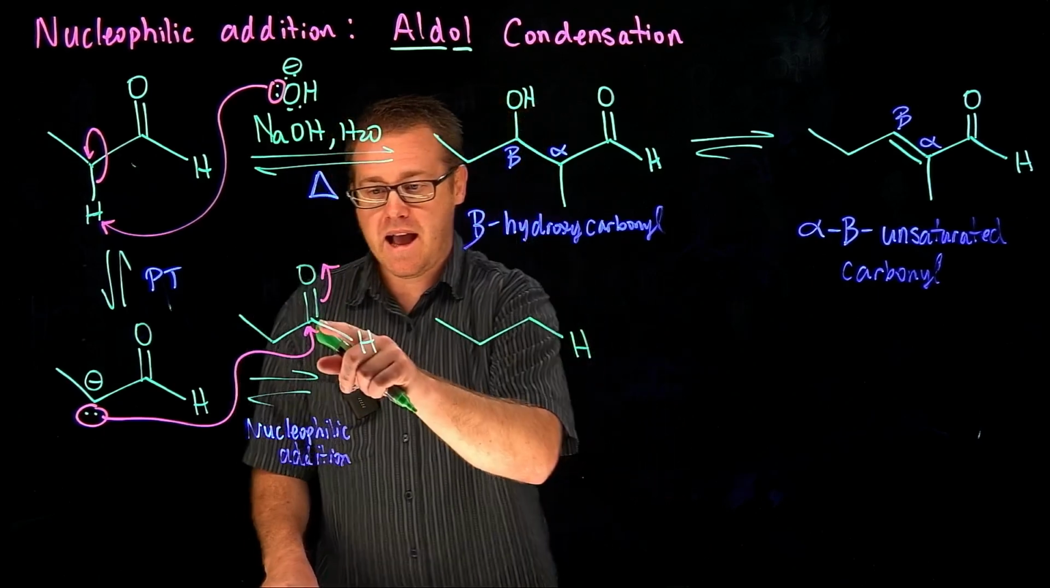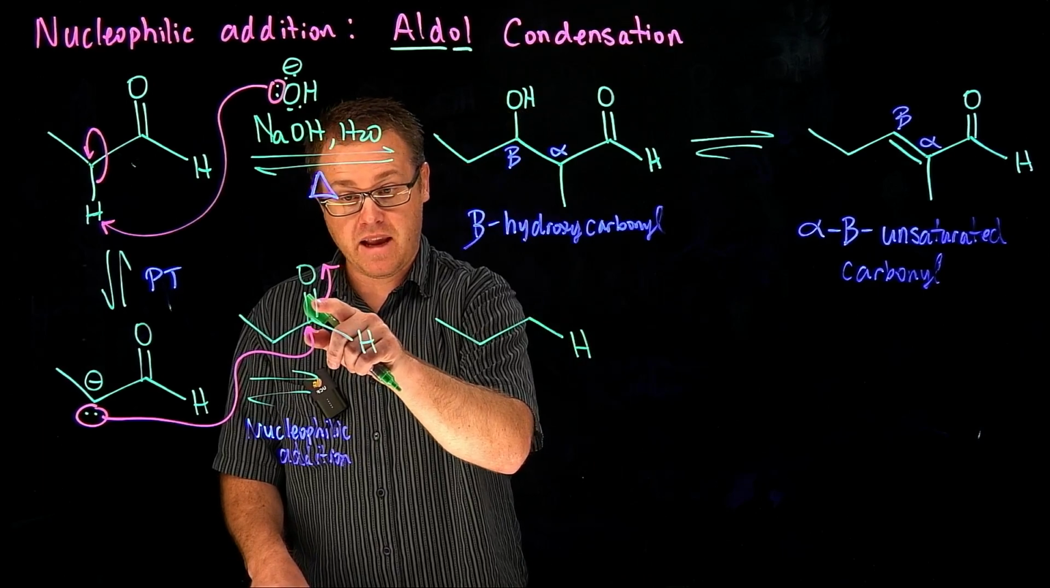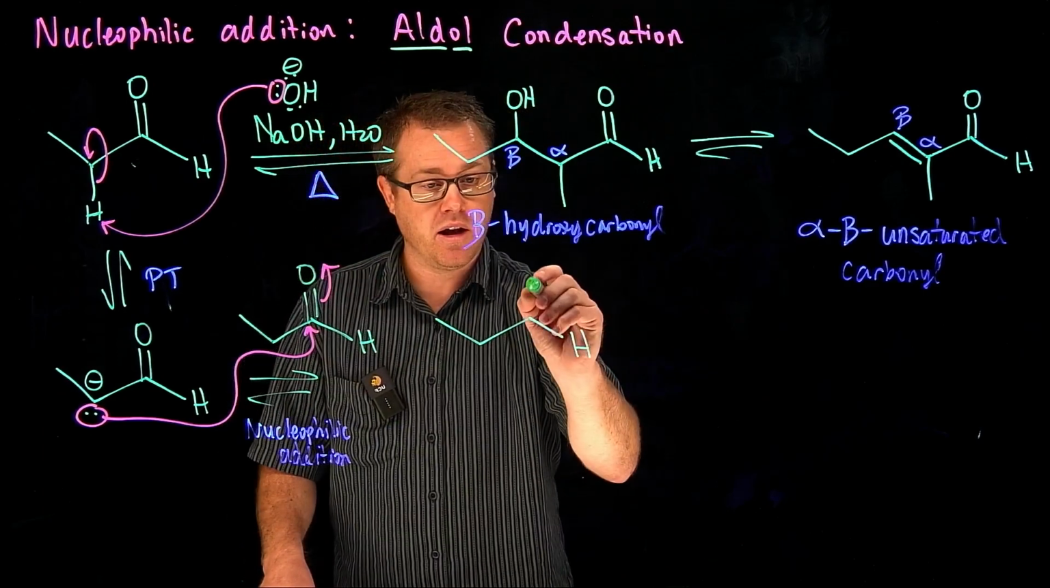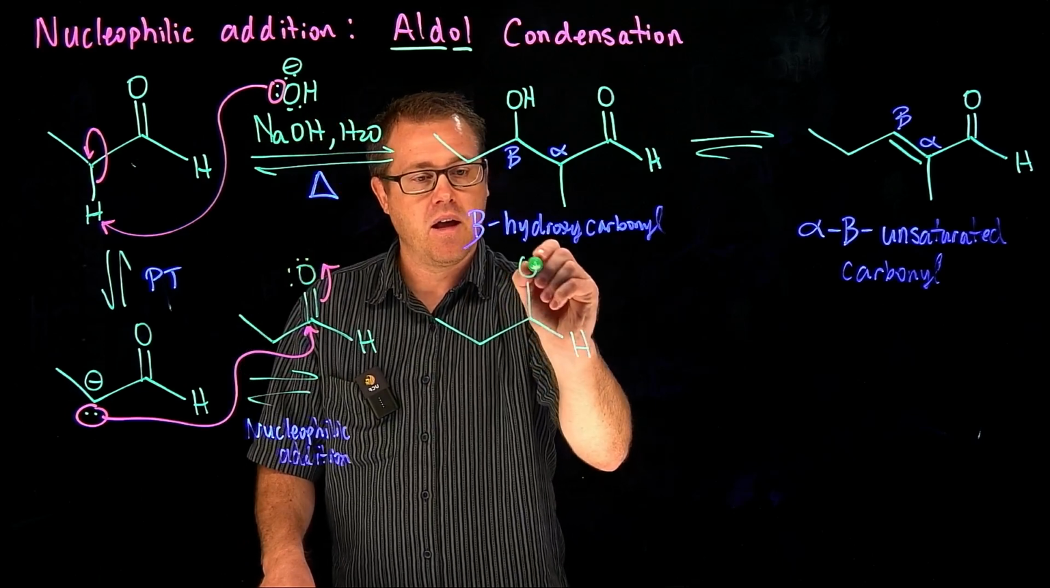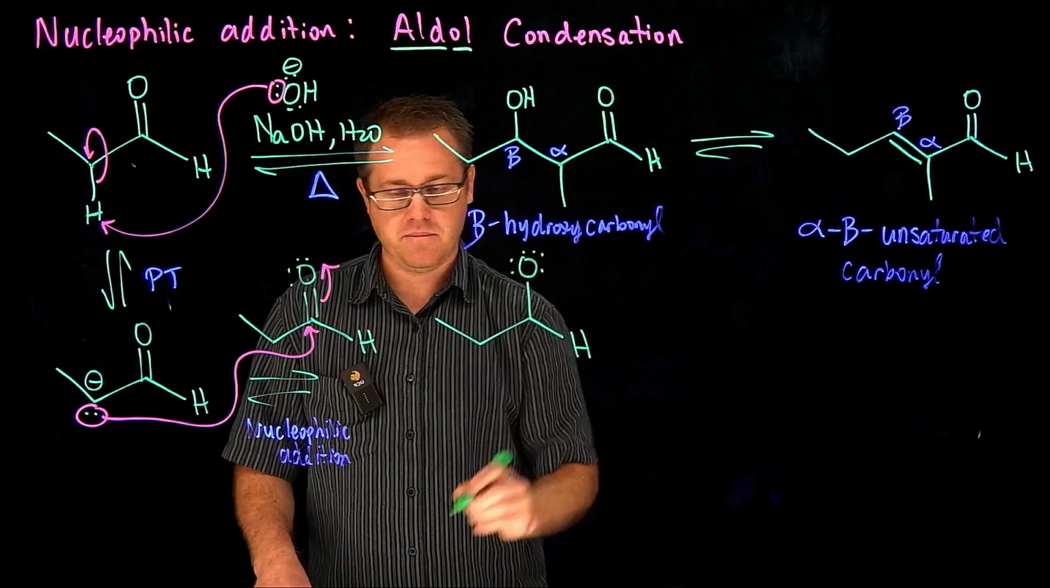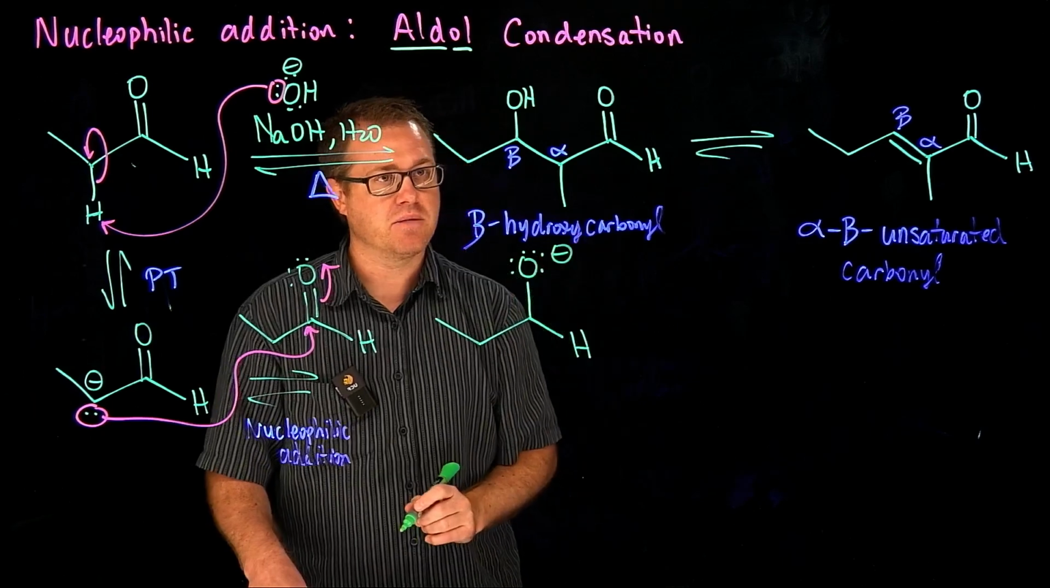And what has happened here? I have taken pi electrons and moved them onto the oxygen. So there's already 2 lone pairs, okay? But now there's going to be a third one. So that's going to be a negatively charged species.